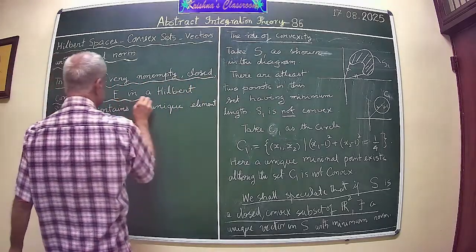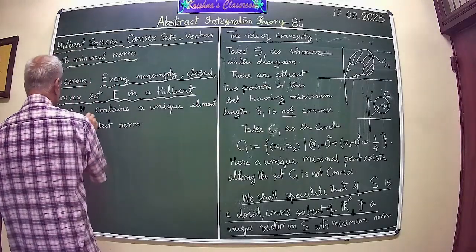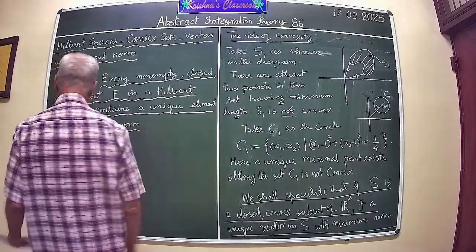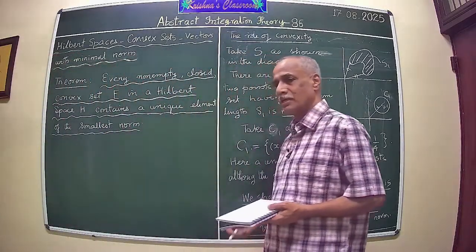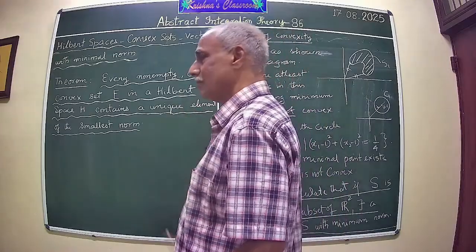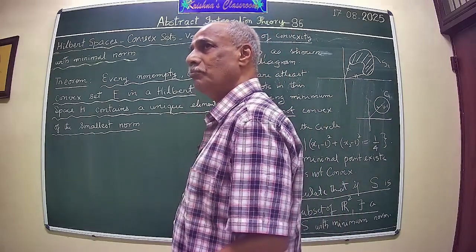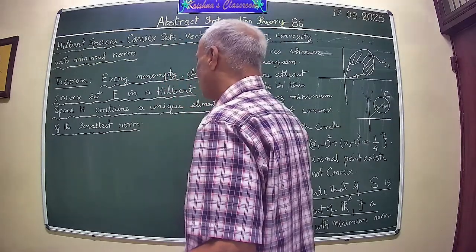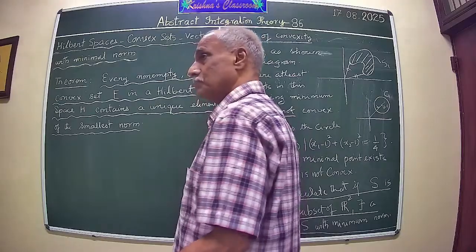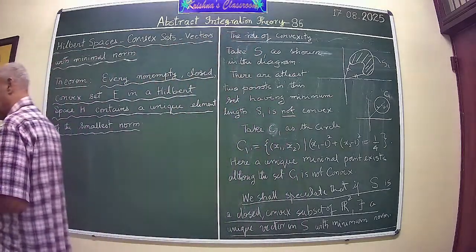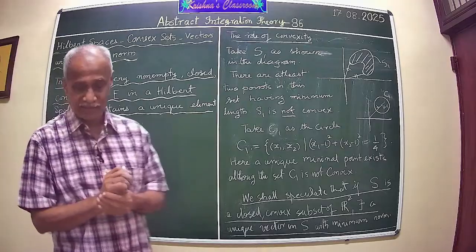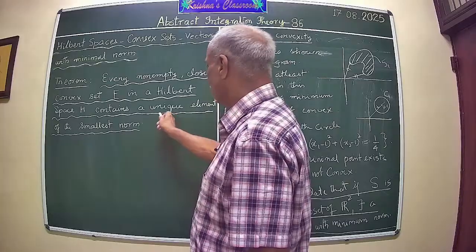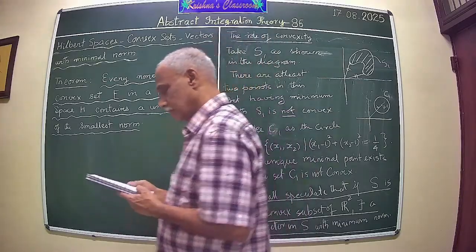So look at the conditions. E is a non-empty closed convex set. That's a condition. Then in the Hilbert space there exists a unique vector in E whose norm is the smallest norm for vectors in E. All other vectors in E have larger length than this. And such an element is unique. So let us prove this.